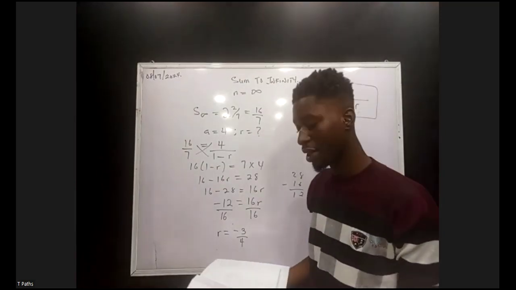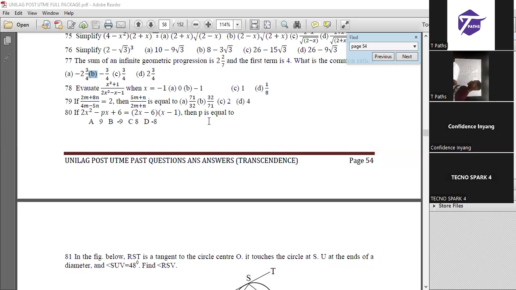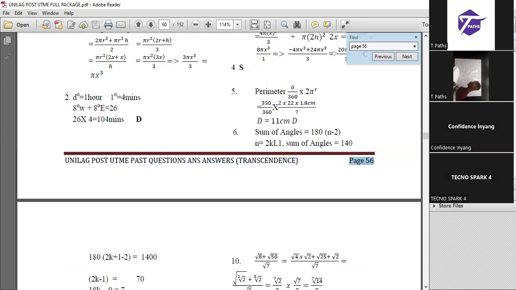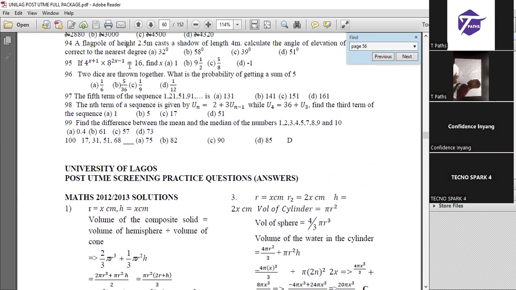Okay, so let's attempt this. It's a class exercise. Page 56, question number 98. As you can see on your screen, the nth term of a sequence is given by u_n equals 2 plus 3u_(n-1), while u4 equals 36 plus u3. Find the third term of the sequence.